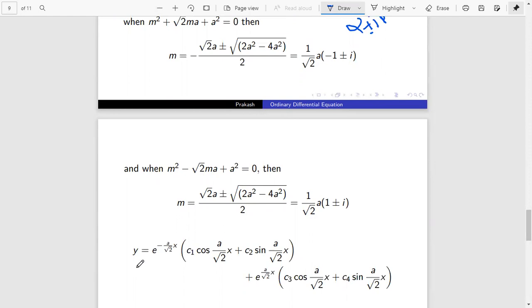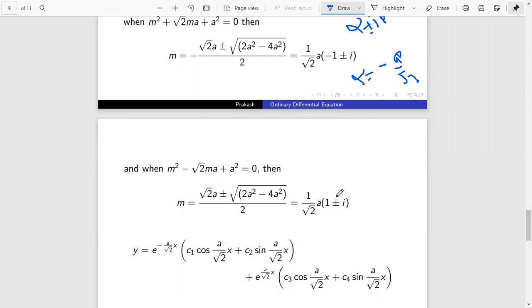So the solution becomes the complementary function y equal to. Here you can take the first one, alpha equal to the real part, that is minus a by root 2. So e power alpha x, therefore we are writing e power minus a by root 2 x, c1 cos a by root 2 x plus c2 sin a by root 2 x. Beta is the coefficient of i. Okay, so these are the roots in the first factor.